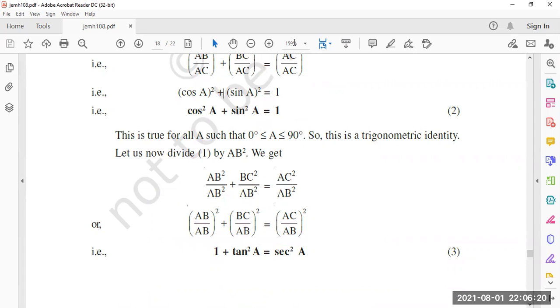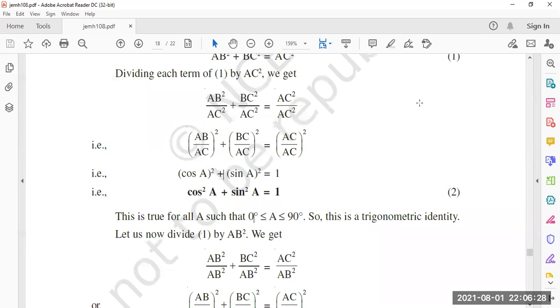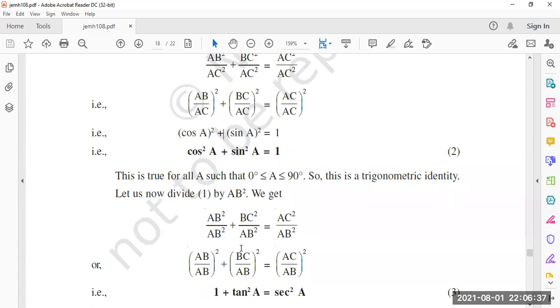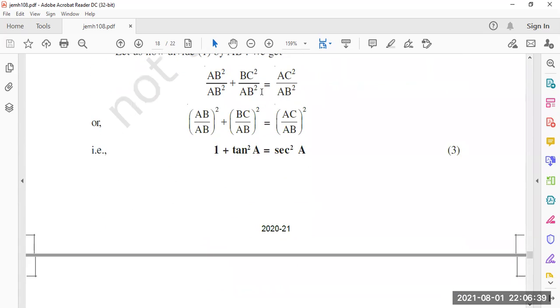Okay, now look here at these identities. The equation 1 that we got here was divided by the other side. Earlier we divided by AC, now the same is being divided by AB. When it is divided with AC, what happened? Let me draw the triangle again so that you get clarity.